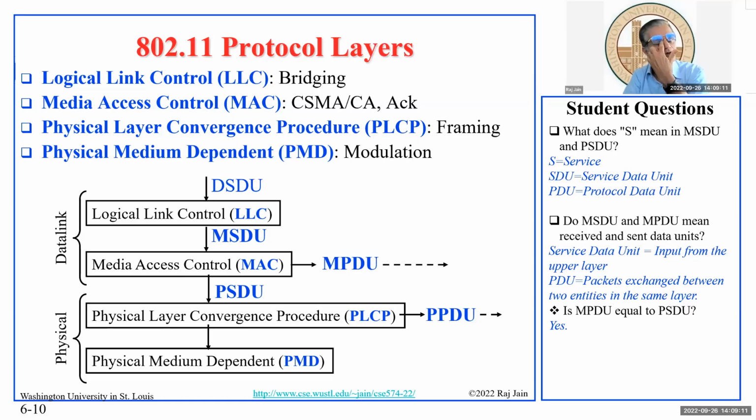In some cases, it doesn't become equal because PPDU goes directly to PMD, and the bits go out. So basically they're shown going horizontally, but the reason they are dashed is because they cannot really fly in the air, they have to come down. And so they go to the next layer and become the service data unit for the next layer.